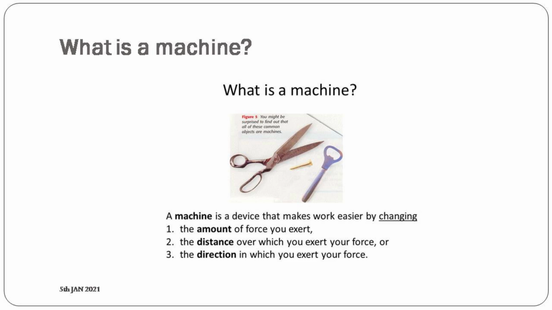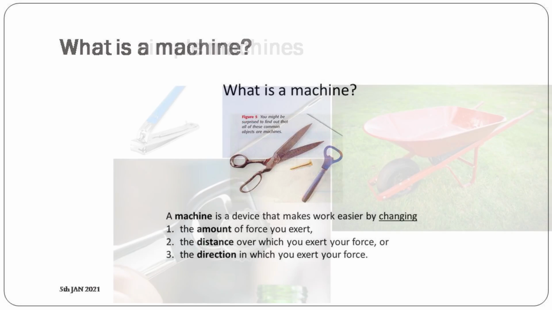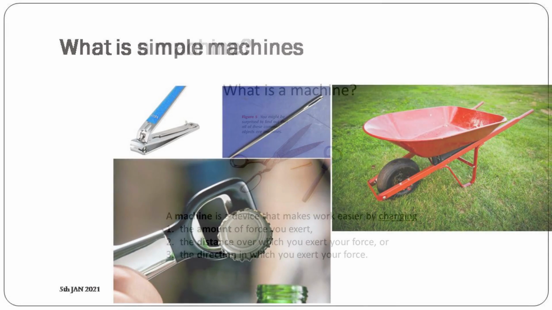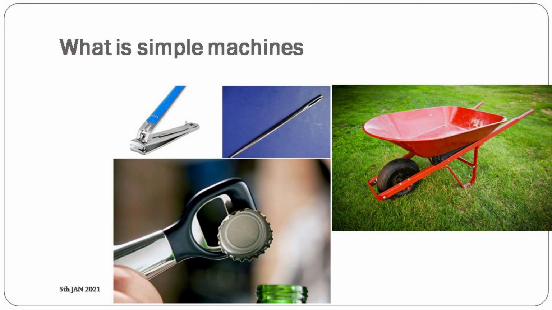You have the definition in the textbook. I will discuss when I will be giving you answers. Now let's move on to some other simple machines in our day-to-day life. What do you see here? A nail cutter. Then you have a needle. Then you have a trolley which helps you to carry loads. And you have a bottle opener to open your soda bottle or any kind of soft drink bottle.